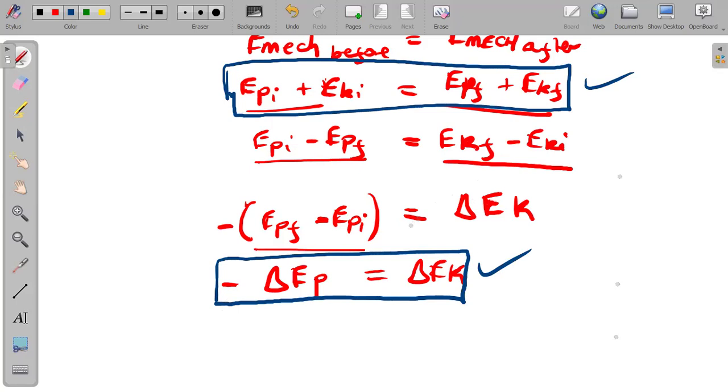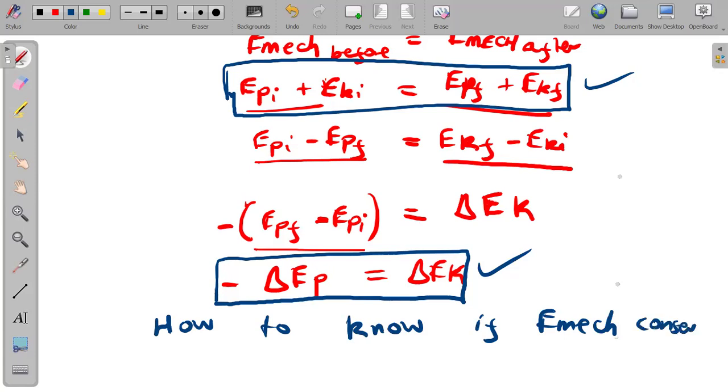In order to apply this principle, we have to make sure that indeed the mechanical energy has been conserved. Now, how do we know if mechanical energy has been conserved in this case? What we can simply do is check: do we have any non-conservative forces that have acted?